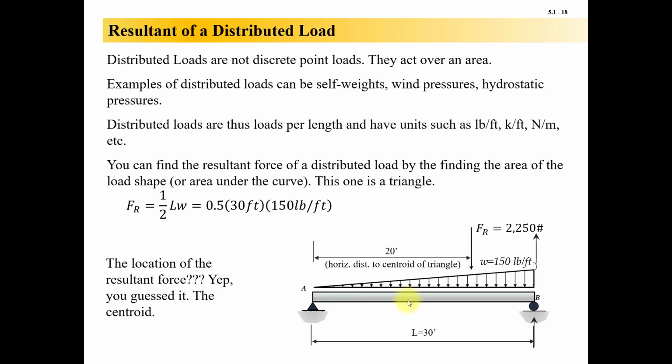The resultant is the area under the curve, so the area of this triangle, which is 1/2 base times height. So 1/2 of 30 feet times 150 pounds per foot. Look at that, the math, the units even work. Okay, we're going to get 2,250 pounds, and where does it act? Yeah, you knew it. It acts at the centroid of the triangle. Okay, this happens to be a triangle. They don't all happen to be triangles.